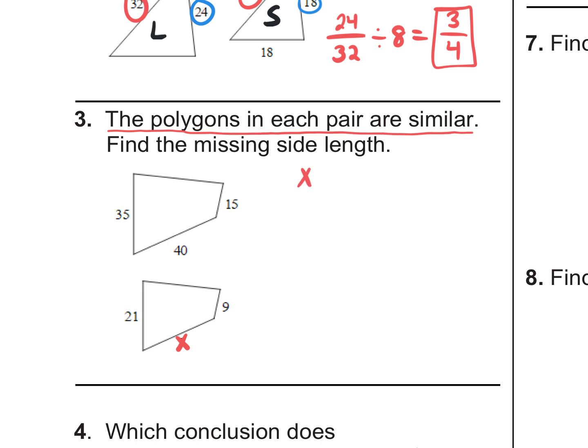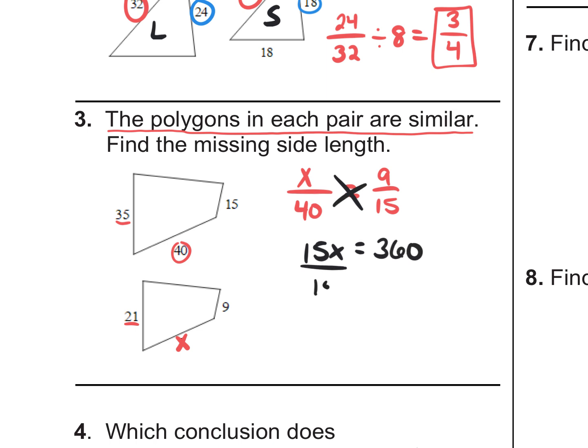If I start with X, what does X relate to? 40. X relates to 40 equals, what's another ratio? I could do 9 over 15, or I could do 21 over 35. Yep. So here we cross multiply: 15 times X, 15X, 40 times 9, 360. Divide both by 15. We get X equals 24. Okay.